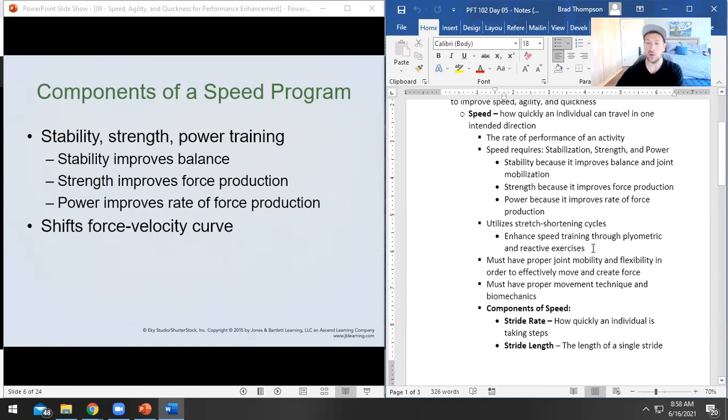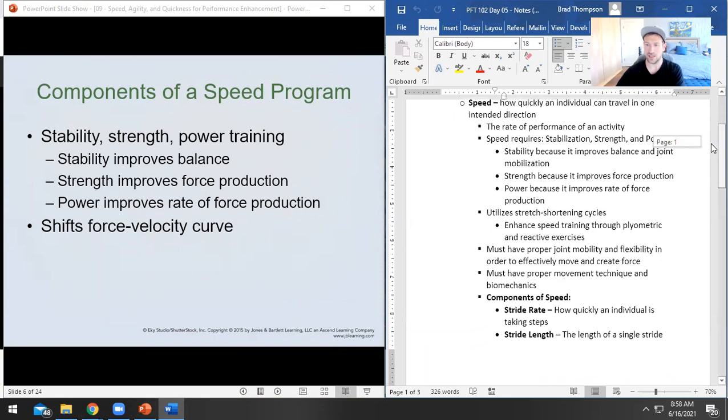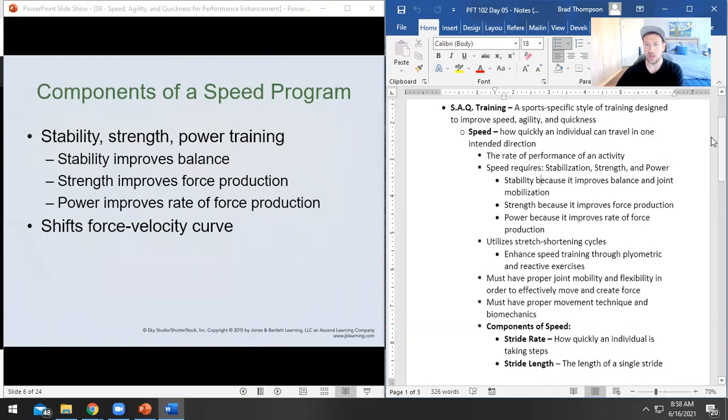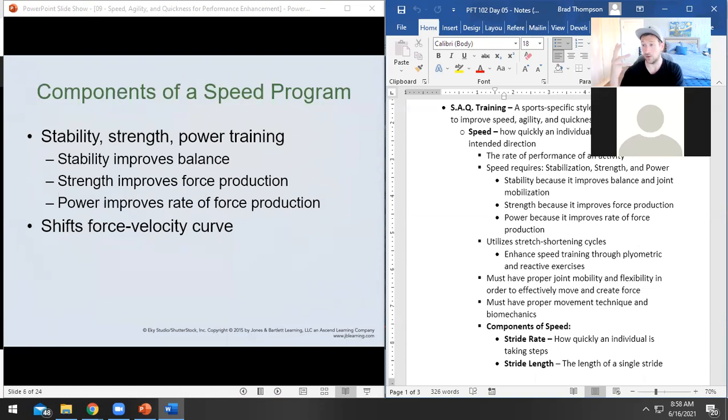The whole idea here is the rate of performance. We're trying to travel in one intended direction as fast as possible. I'll give you a good example of this in myself, and if you're an athlete, this is something you want to be aware of. I actually have pretty good agility. My directional change is okay. It's not bad, though it could use some improvement.